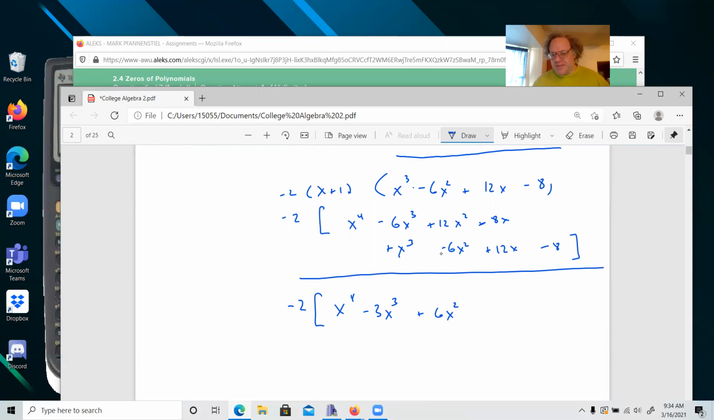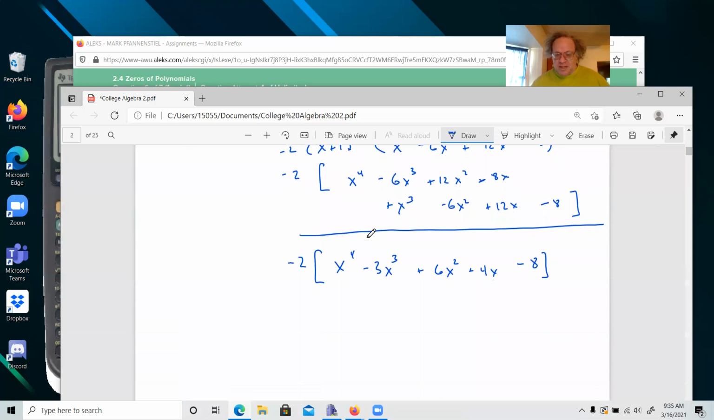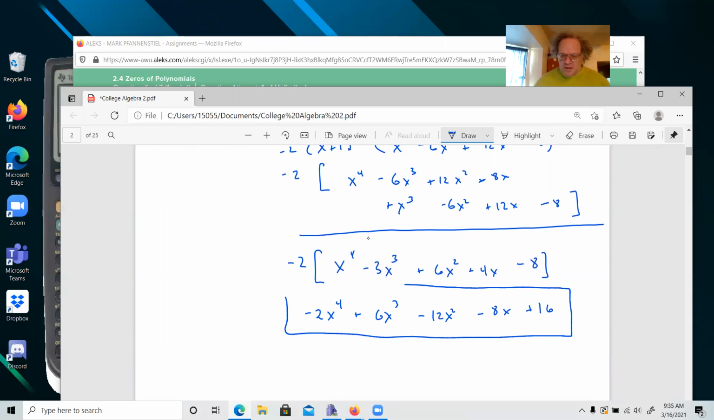This is a minus 8x plus 12, so it's going to be a positive 4x, and then just the minus 8. And then we get to double it, but change the sign. So negative 2x to the 4th plus 6x cubed minus 12x squared minus 8x plus 16. That's what we're looking at.